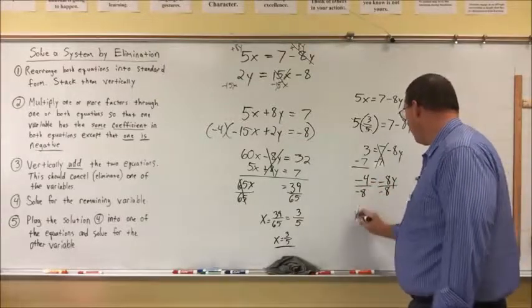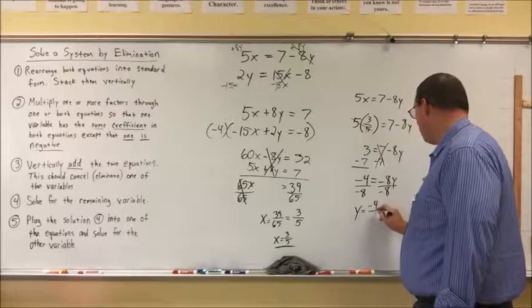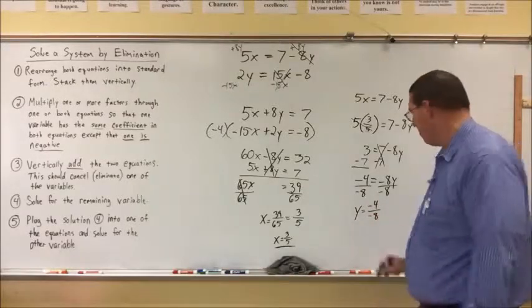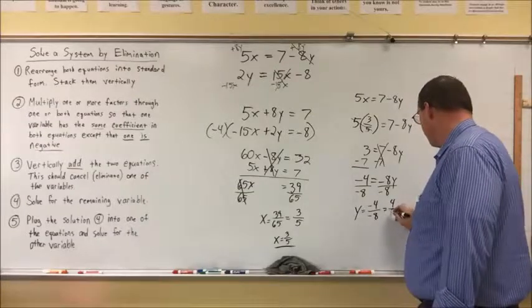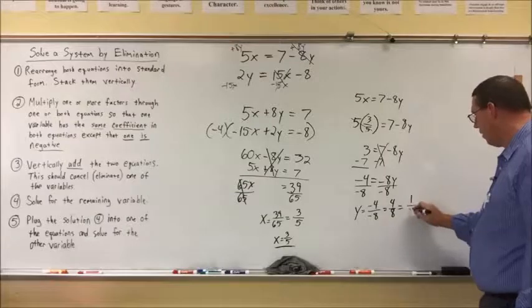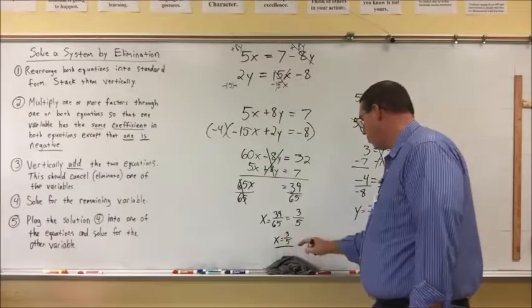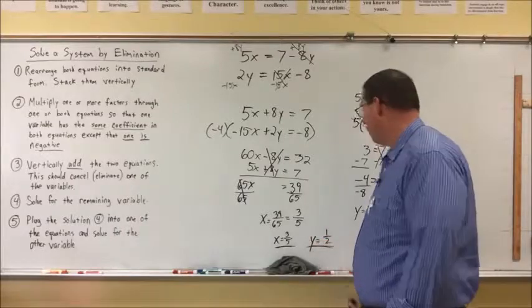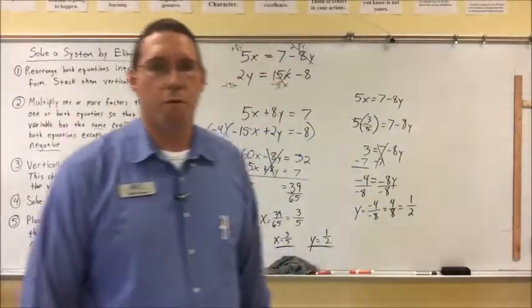And I get y is equal to negative 4 over negative 8. Well, a negative divided by a negative, that's a positive. So it's positive 4/8, and 4/8 can be reduced to 1/2. And so what I really have is x is 3/5 and y is 1/2. That is my solution for this system.